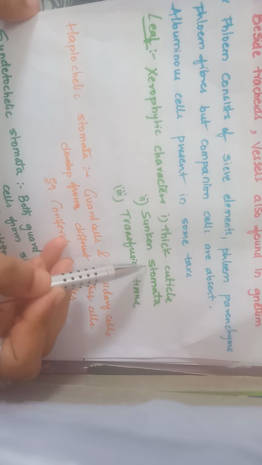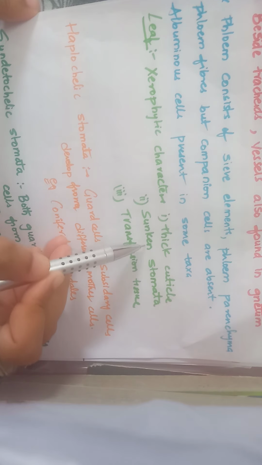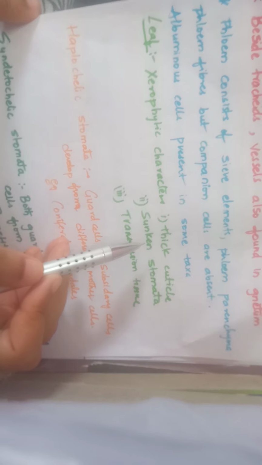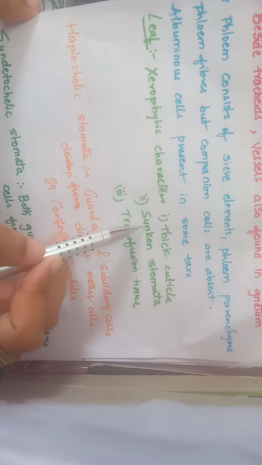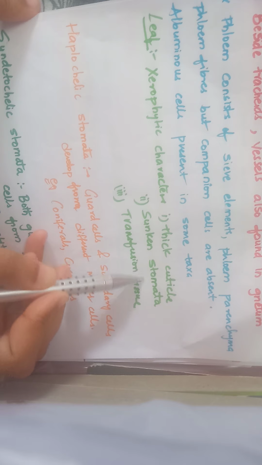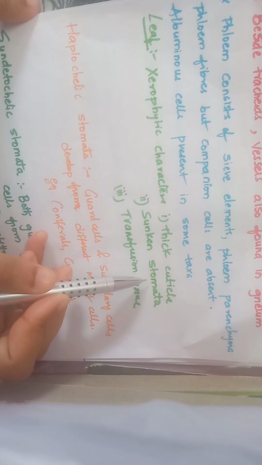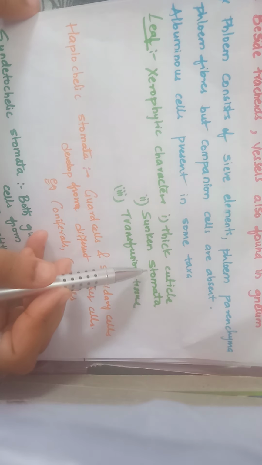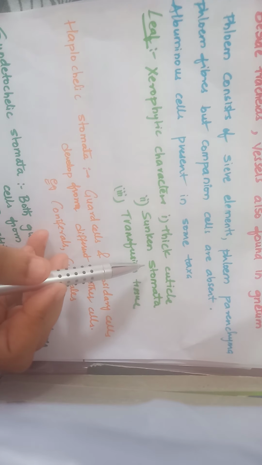How is the structure of the stomata here? It is sunken, meaning it is closed, it is not exposed to the outer environment, it is covered, sunken. Due to the presence of the sunken stomata, it reduces the rate of transpiration. So it can reduce the loss of water.